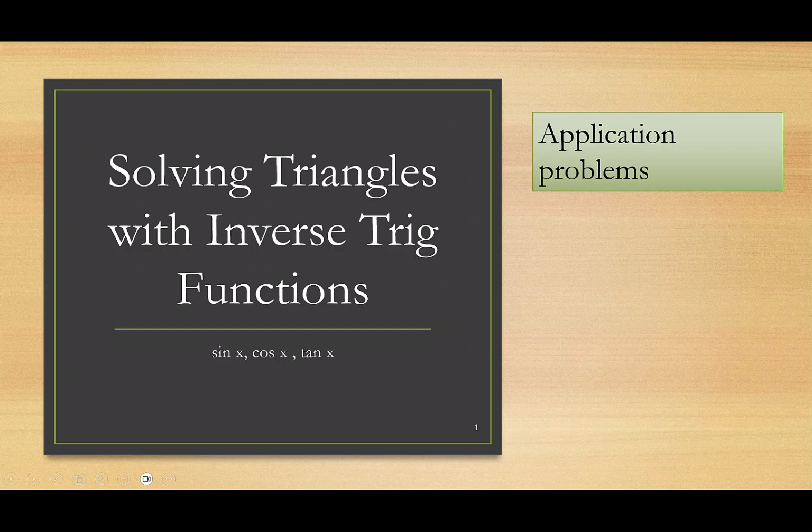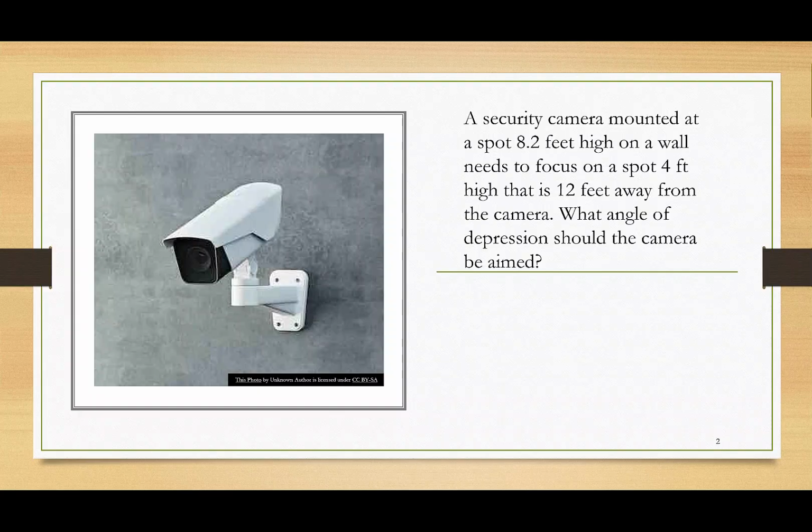Hi everybody! Now that we have the basics of using inverse trig functions, we want to solve some application problems. Let's go back to our scenario of hanging a security camera. Let's say a security camera mounted at a spot 8.2 feet high on a wall needs to focus on a spot 4 feet high that is 12 feet away from the camera. What angle of depression should the camera be aimed?